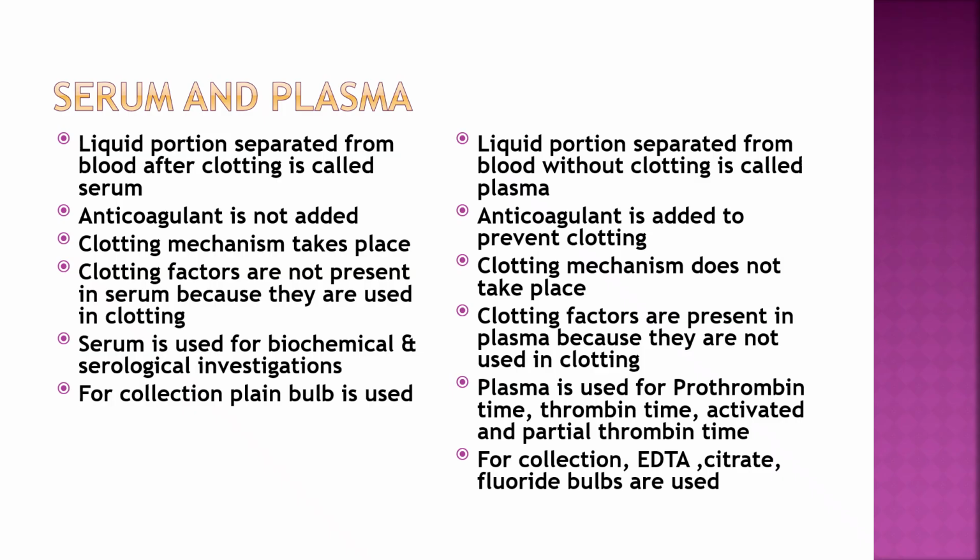Serum is used mainly for investigations of biochemistry or serology, and for that you have to use a plain bulb for collection of the blood. Plasma is used mainly for blood coagulation tests like PT, PTT, APTT, or blood sugar tests, for which a fluoride bulb is used, and for blood coagulation tests a citrate bulb is used.